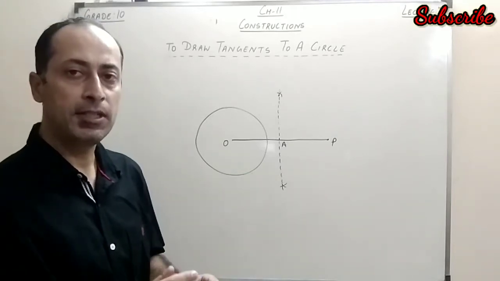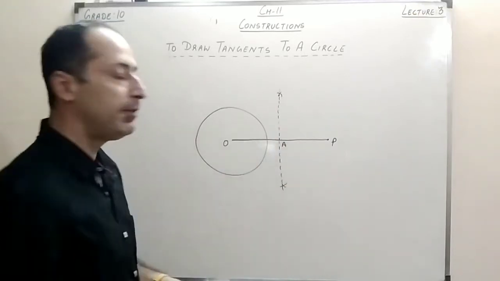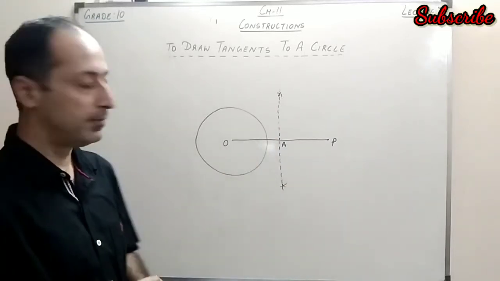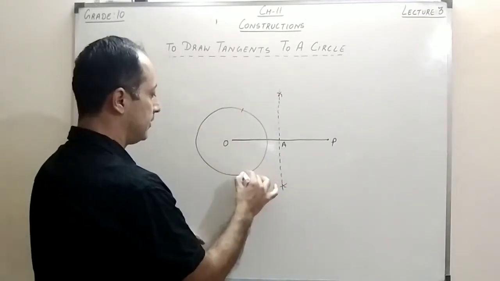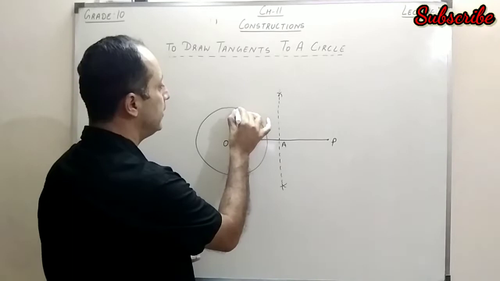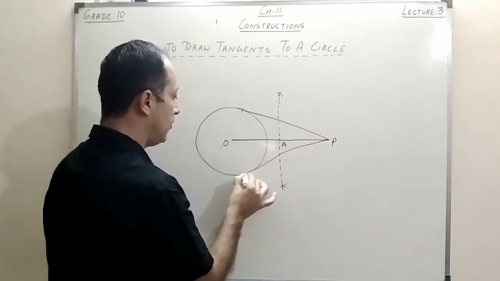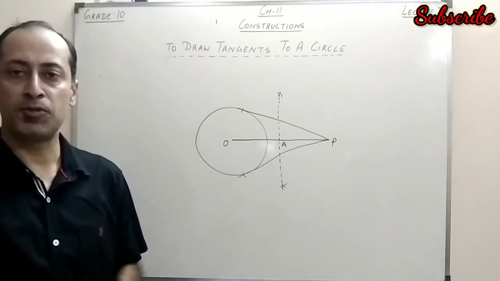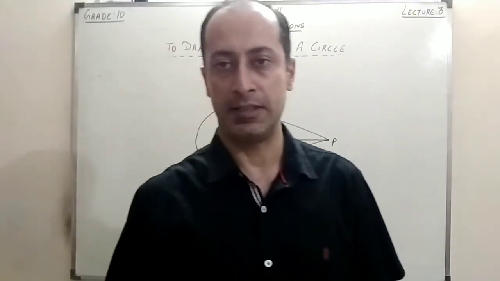Now the next step is to keep the compass at A and open it equal to OA, right? This much, and then we draw 2 arcs, right? And then we join these 2 points with P, and this is how we can draw the tangents to the circle. Now let us discuss a few questions from the exercise, right?